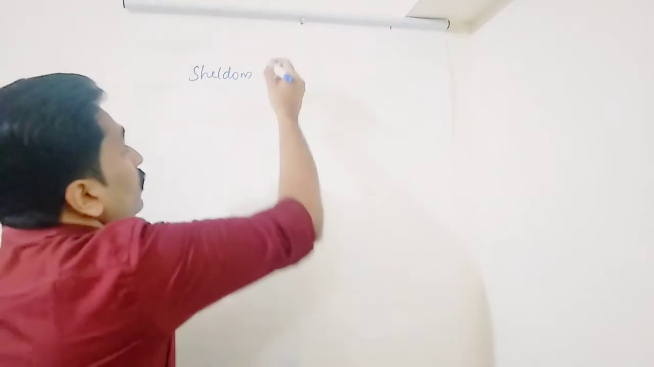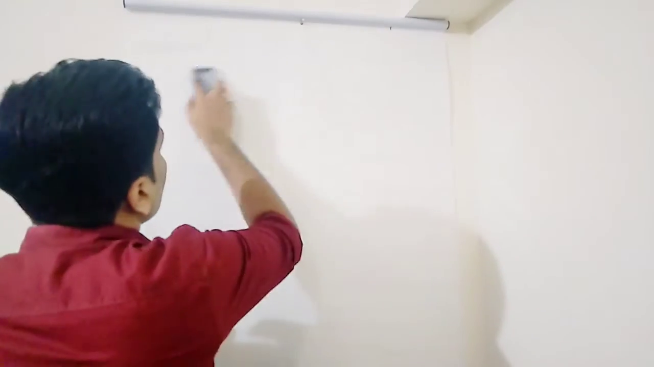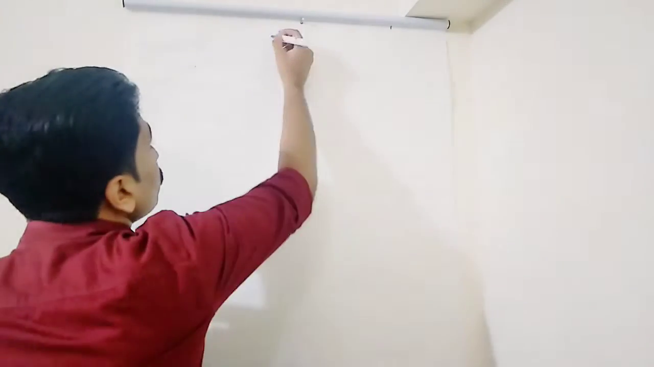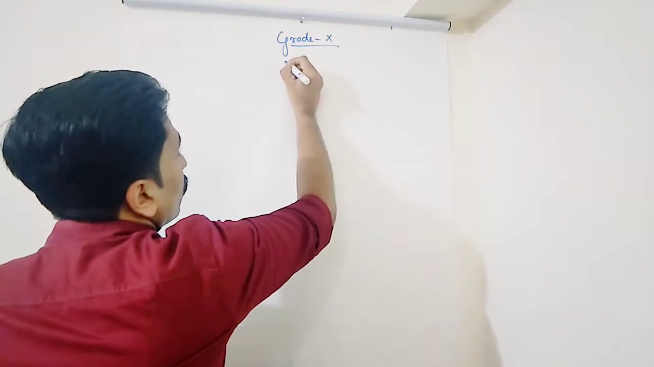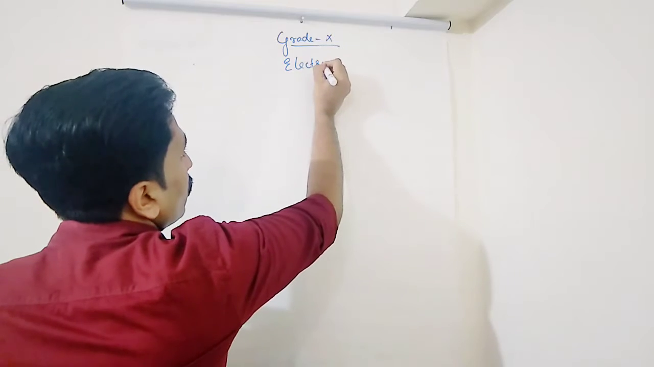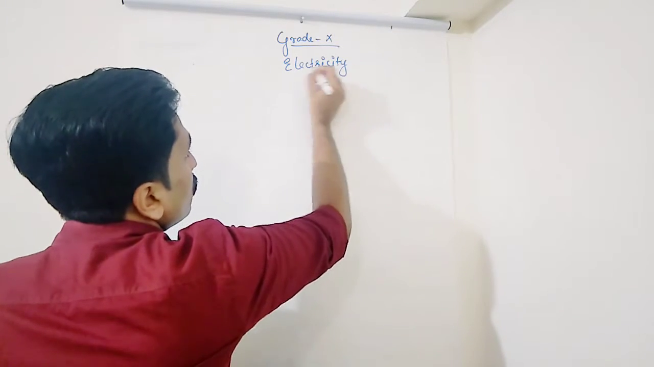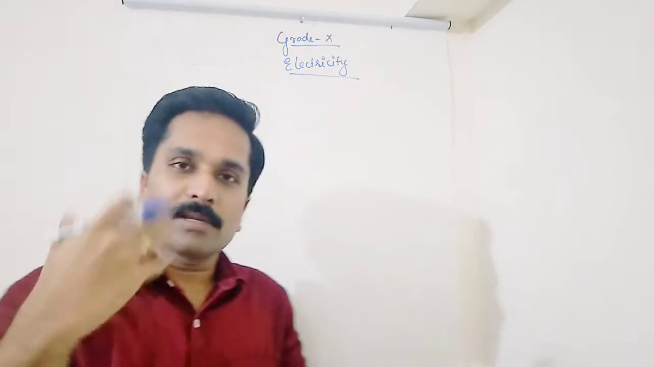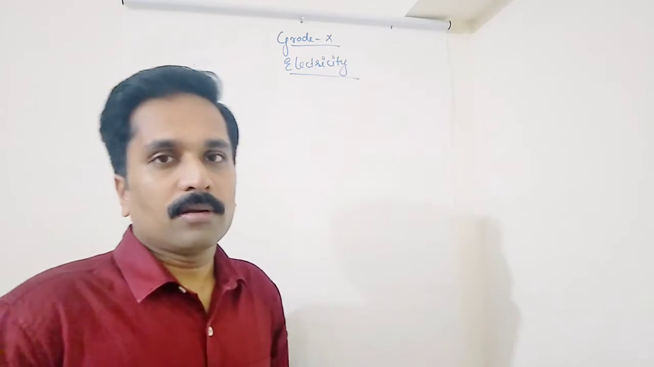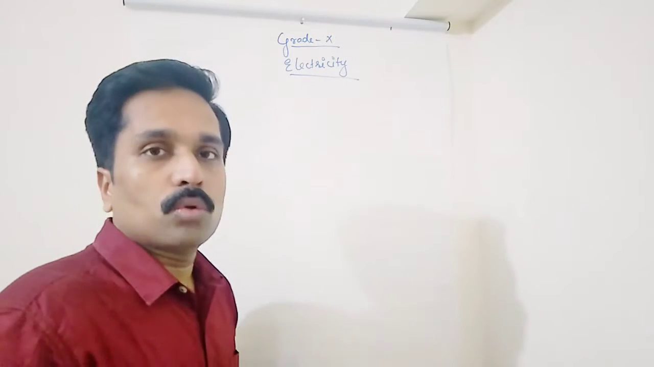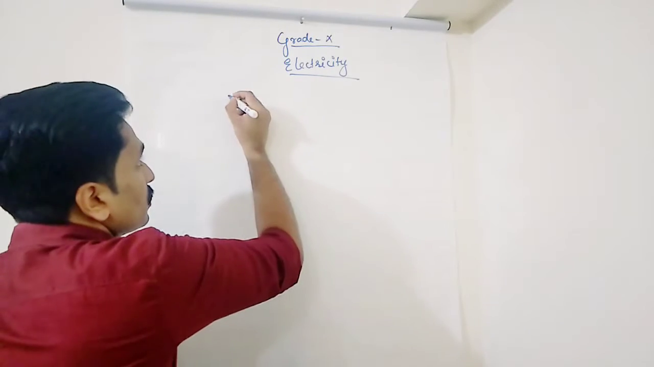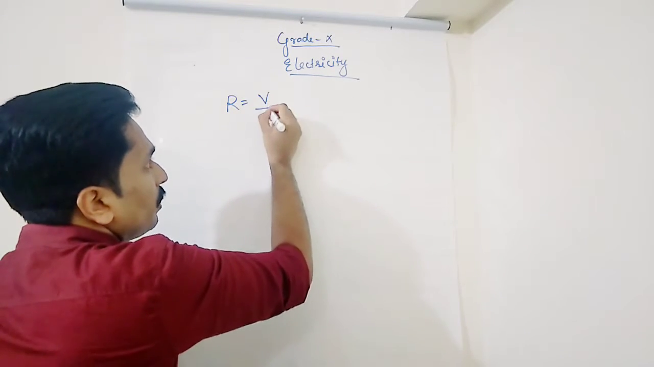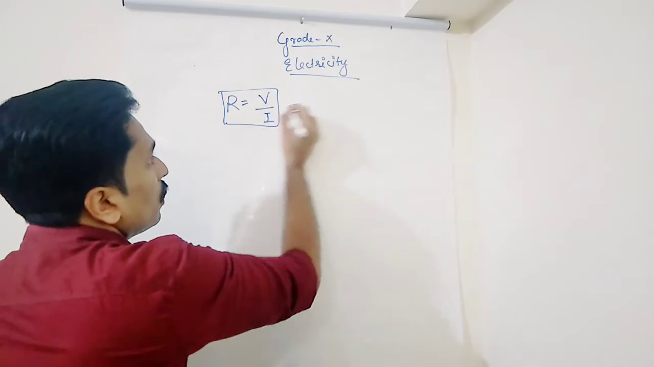Today the topic is for grade 10. Last class we discussed a few topics regarding the electricity chapter, and today we will be discussing some more topics from the electricity chapter. Last class we stopped at the resistance of a conductor, and I said that the resistance of a conductor R is equal to V by I, according to Ohm's law.